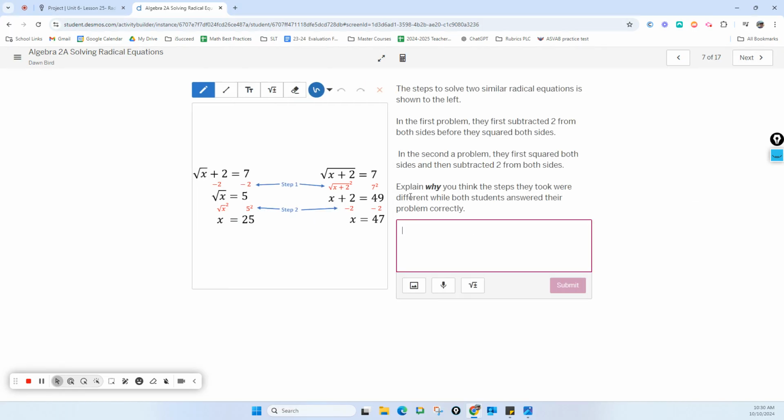Same thing. Explain why you think these steps were different. So you can type out your response. You can audio record your response. You can upload an image as long as that image supports your explanation. Lots of different ways. I want to capture what is easiest for you.